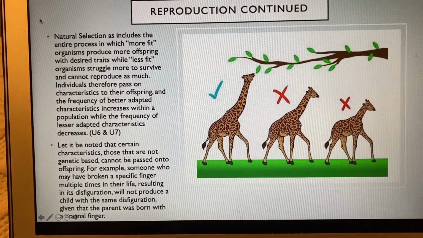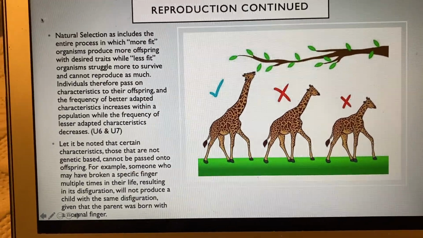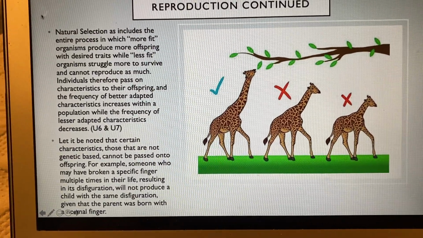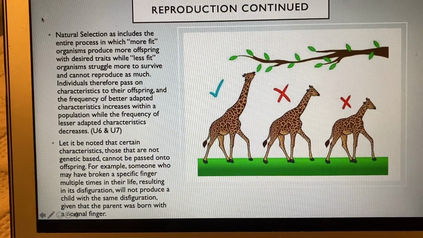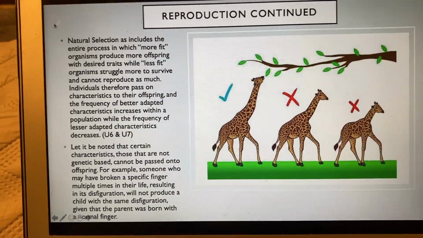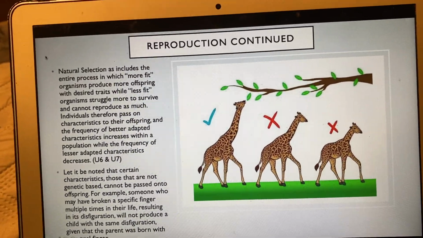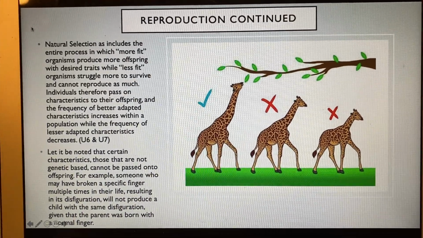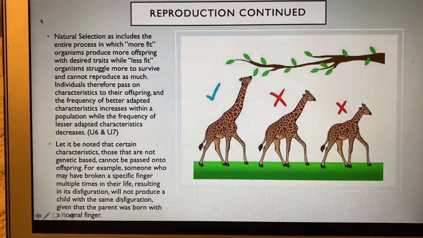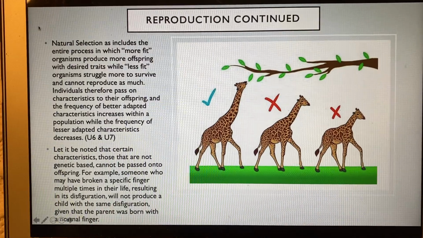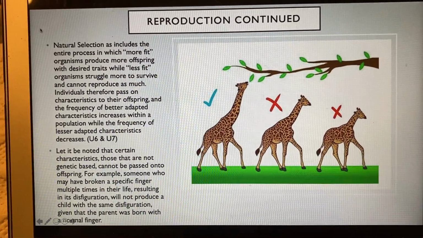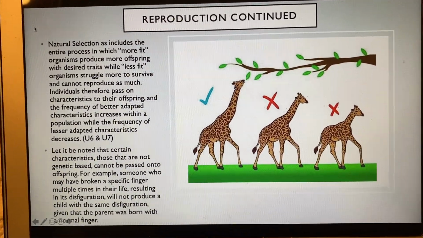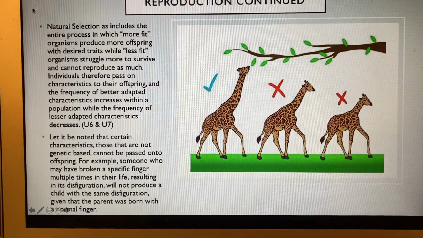The process in which more fit organisms produce more offspring with desired traits, while less fit organisms struggle more to survive and cannot reproduce as much. This is that same concept again. I told you you would see it a lot. Individuals therefore pass on characteristics to their offspring, and the frequency of better adapted characteristics increases within a population, while the frequency of less adapted characteristics decreases.